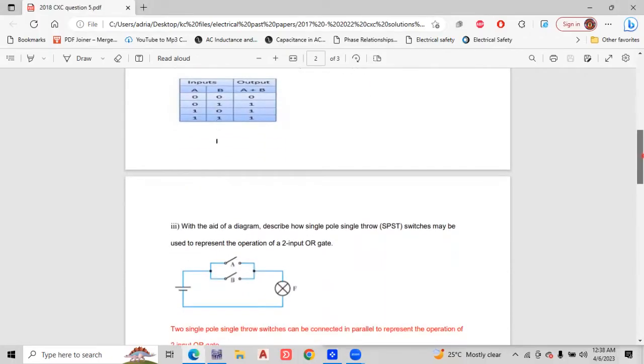For part 3, it says, with the aid of a diagram, describe how single-pole, single-throw switches may be used to represent the operation of a 2-input OR gate. So here we have the circuit. As you can see, we have the two switches A and B. They're connected in parallel, and that's how they're connected to represent the operation of an OR gate.